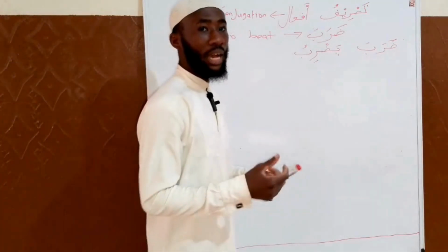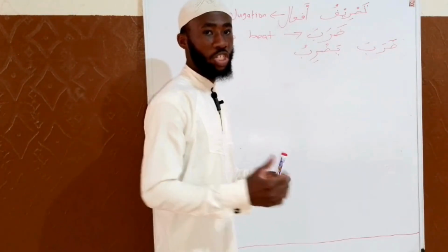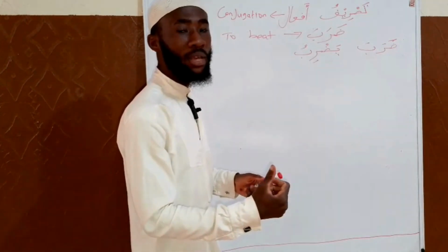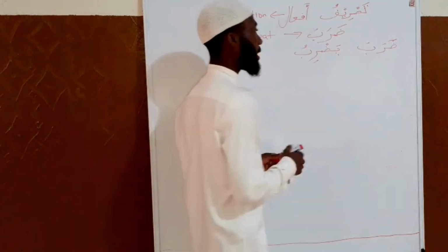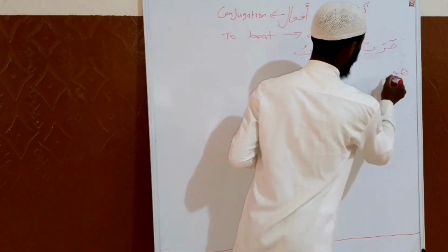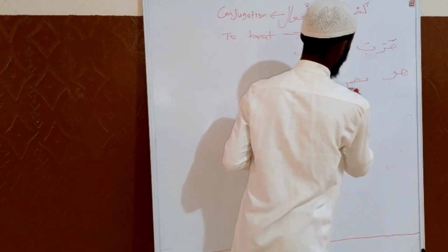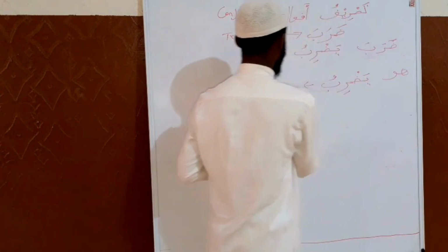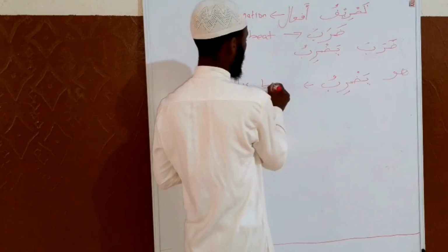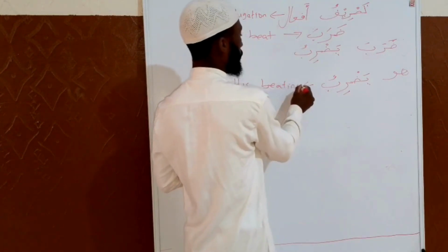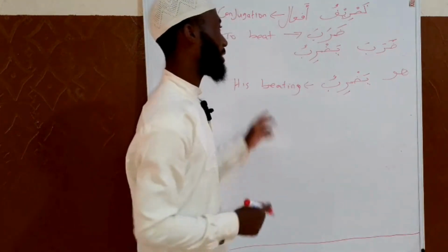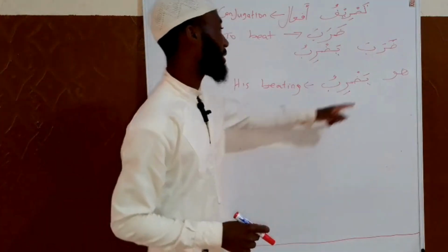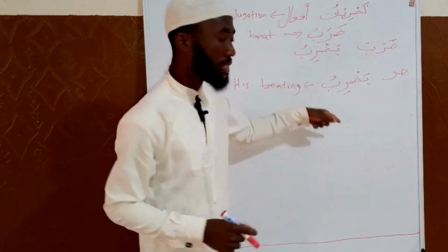Now how do you say he beat in Arabic, or she beat? You say huwa yadribu. That is beating. That is the present tense. Huwa yadrib, that is beating.